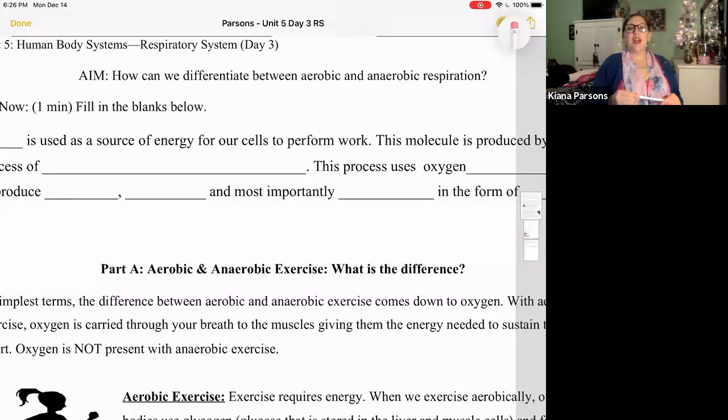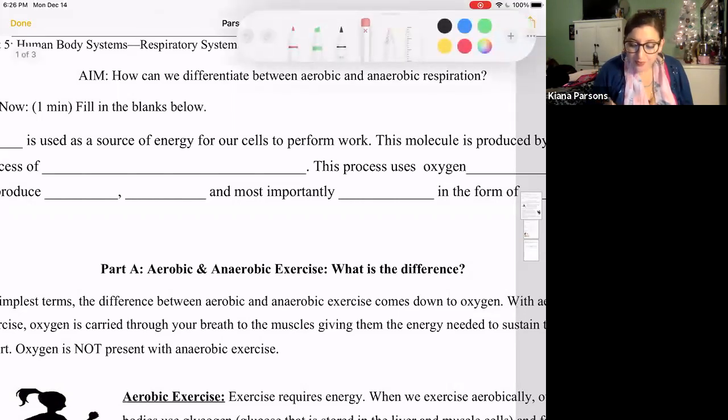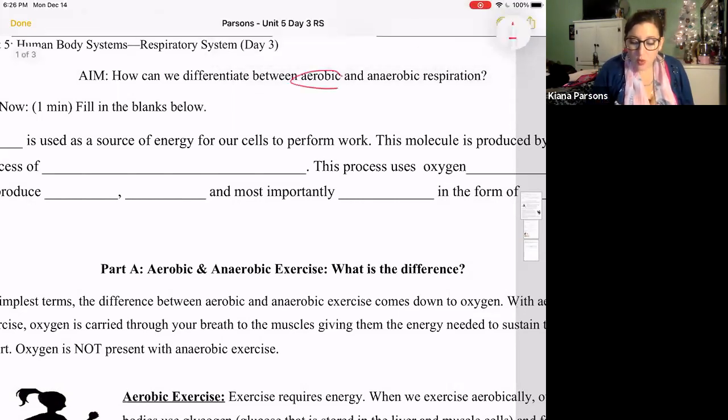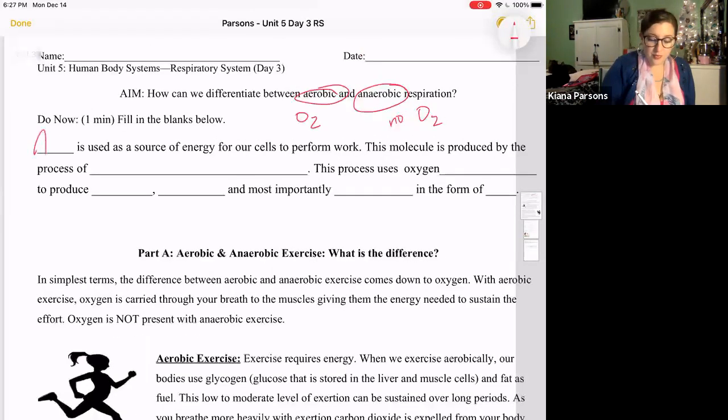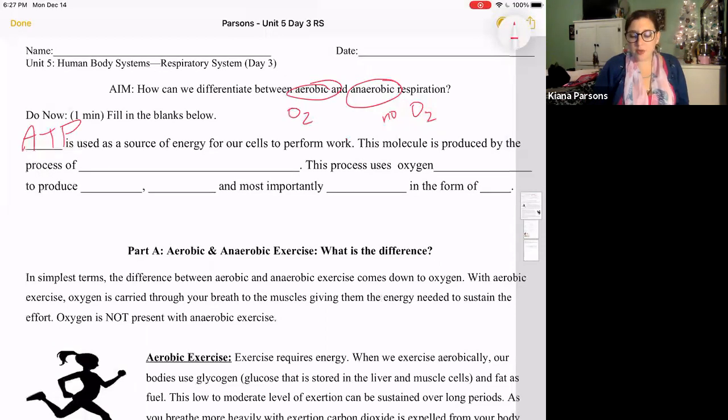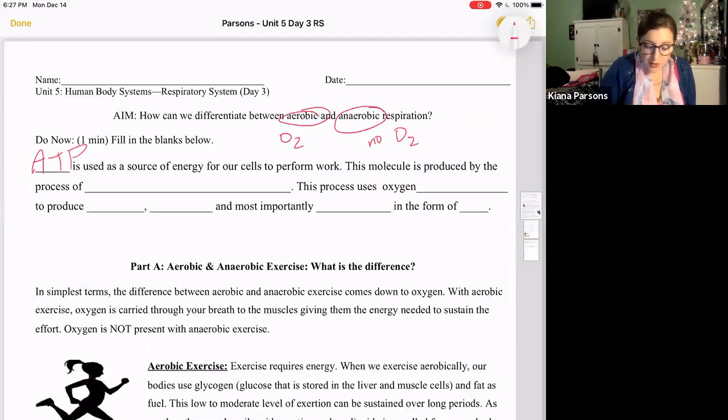All right, so we are talking about how we can differentiate between aerobic respiration, or respiration in the presence of oxygen, and anaerobic, meaning no oxygen respiration. ATP is used as a source of energy for our cells to perform work. This molecule is produced by the process of cellular respiration.